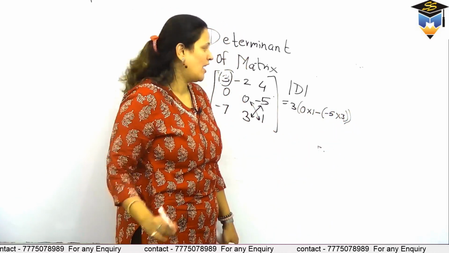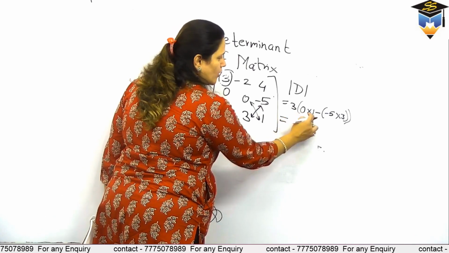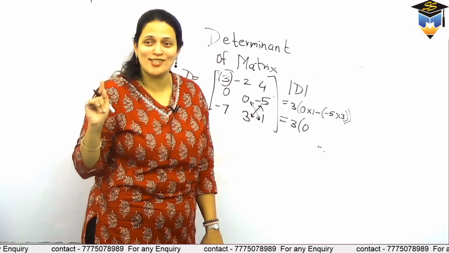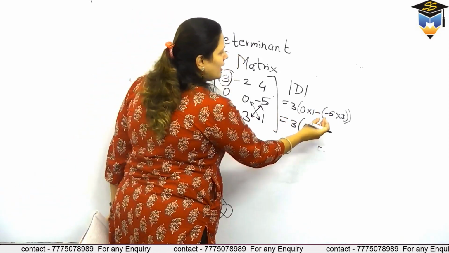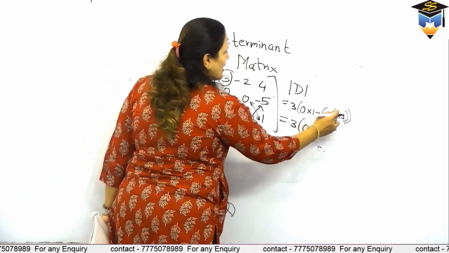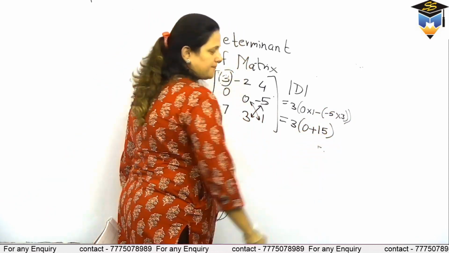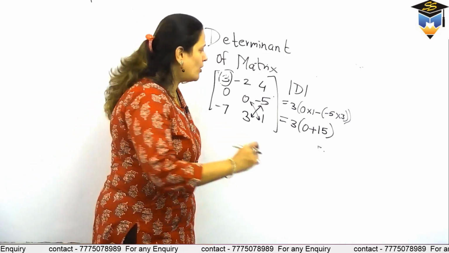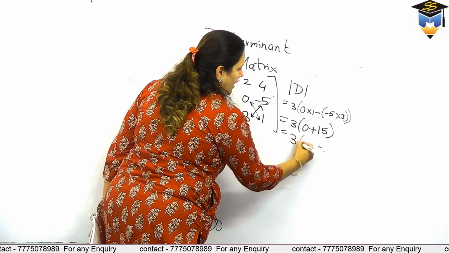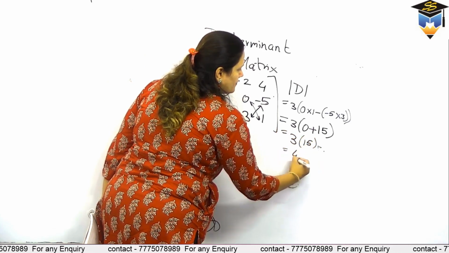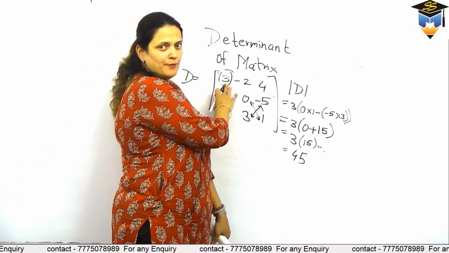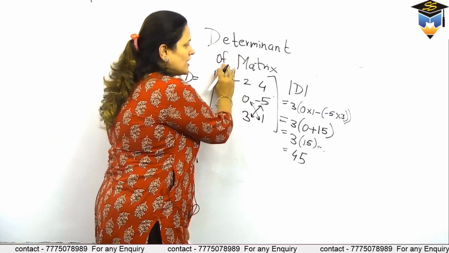Understood? Alright, so what is our answer? 0 into 1 is 0. Minus of minus, remember the rules of integers: when you multiply two negative values, you get a positive value, and 5 times 3 is going to be 15. Yes everyone? So now what I am going to do, it is going to be 3. Okay, this is only for this particular row and column, so this particular element.